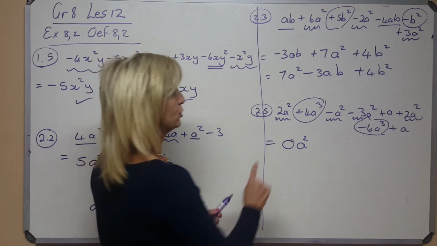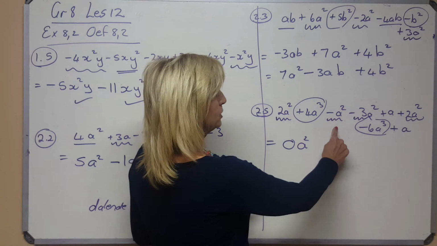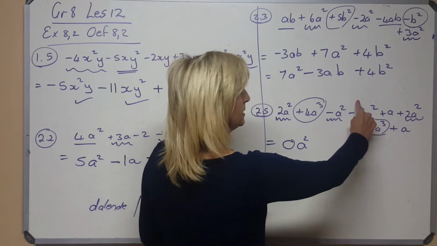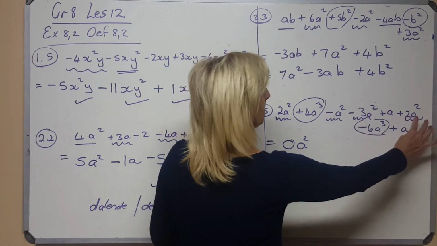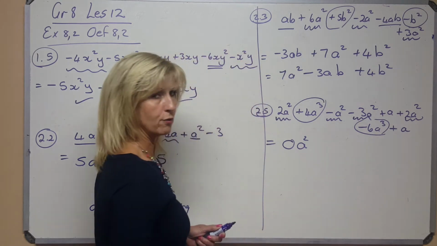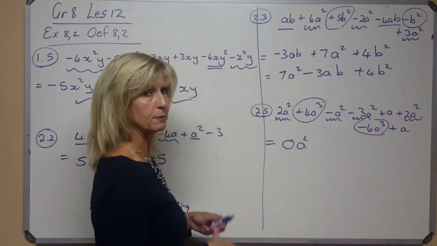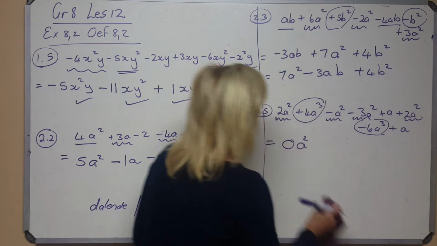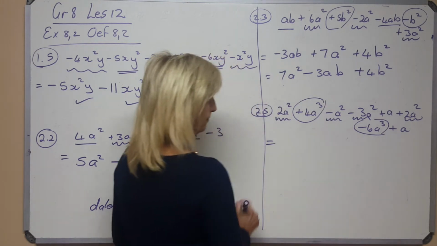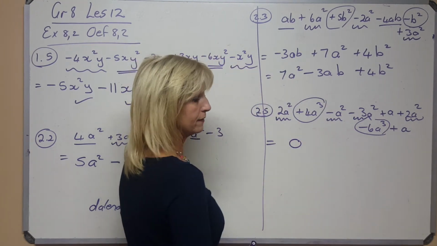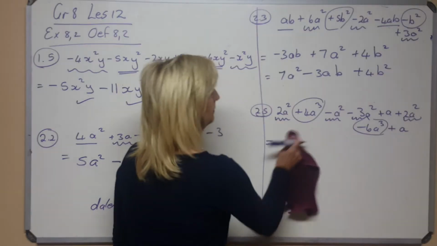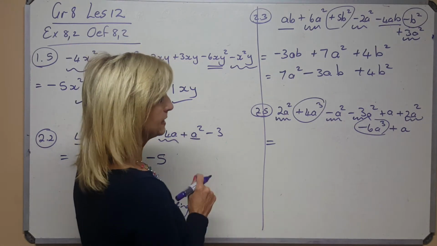So let's just make double sure now. So it's 2 minus 1 is 1. Minus 3 is minus 2. Plus 2 gives me 0 a squared. If you write that, it's perfect. But you have to know that eventually that answer is 0. And do you have to write the 0? No. Can you? Yes. All right, let's get back to the 3.